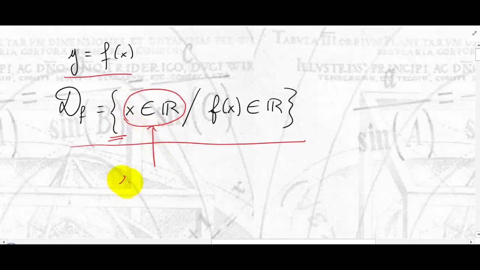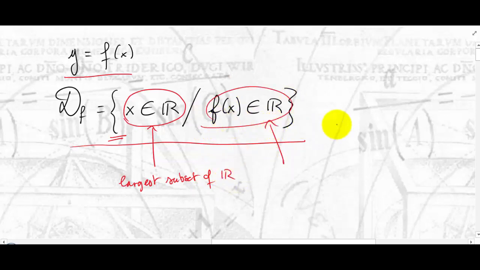If you are given a function y equals f of x, here is the domain of the function. Let's read it. It is the set of all the real numbers, and here you want the largest subset of the real numbers. You want them all, okay? So it's the largest subset of R, all the real numbers, such that f of x is a real number. F is a real valued function, okay? We want the output to be a real value.